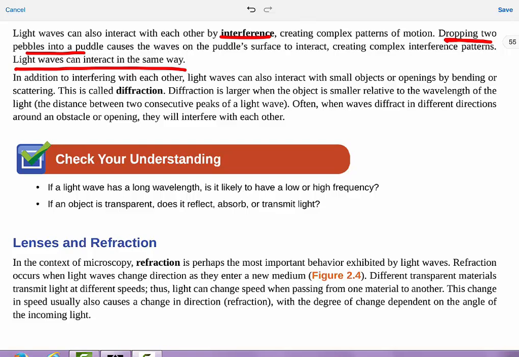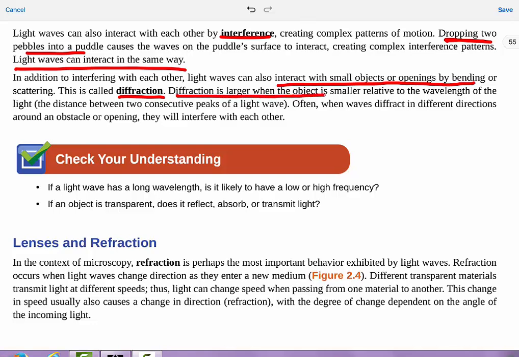So in addition to interfering with each other, light waves can also interact with small objects or openings by bending or scattering, and that's called diffraction. So diffraction is when we have this bending or scattering, when a light wave is coming through and then bounces into some small object or an opening.